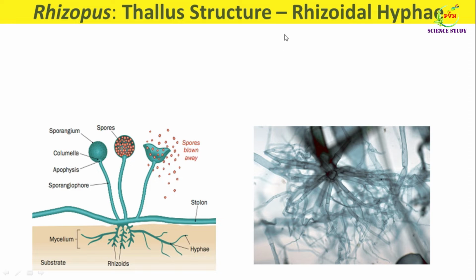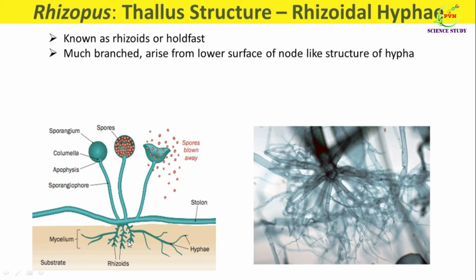First of all, we will study rhizoidal hyphae. Dear student, this is the actual photograph under microscope of rhizoidal hyphae of Rhizopus, and this is the sketch where we can see that these rhizoidal hyphae penetrate inside the substrate. Rhizoidal hyphae are also commonly known as holdfast or rhizoids because they look like rhizoids or roots. Here you can see the rhizoids are much branched and arise from the lower surface of apparent node-like structures of the hyphae. So this is the node-like structure from which rhizoidal hyphae are produced.